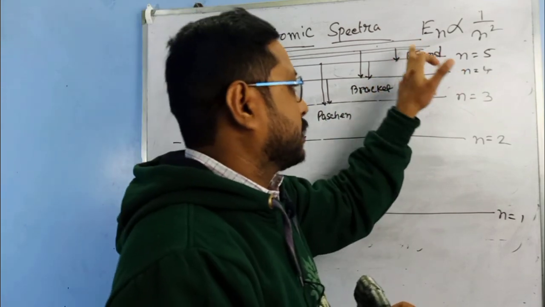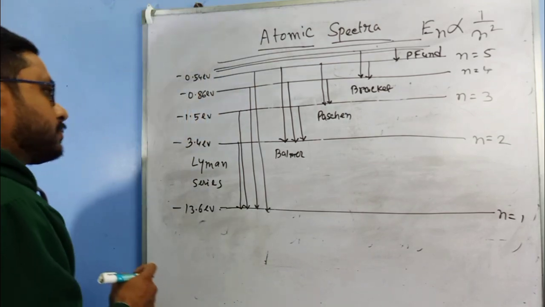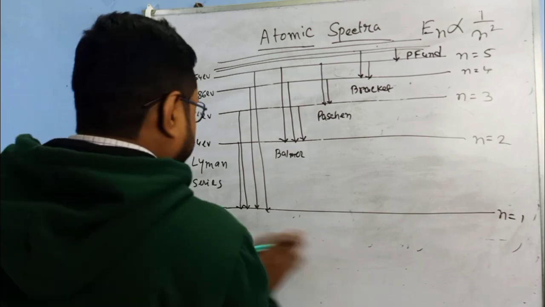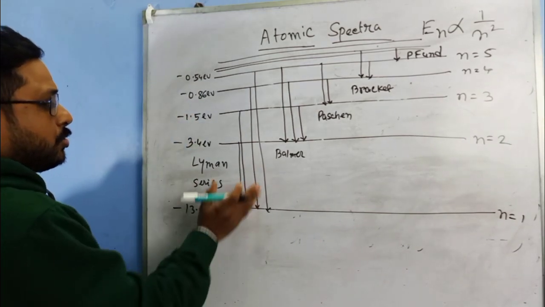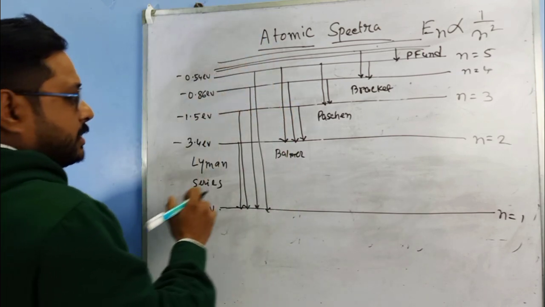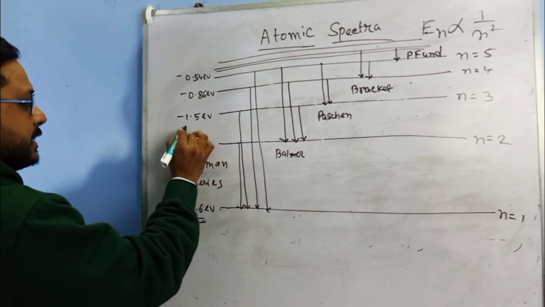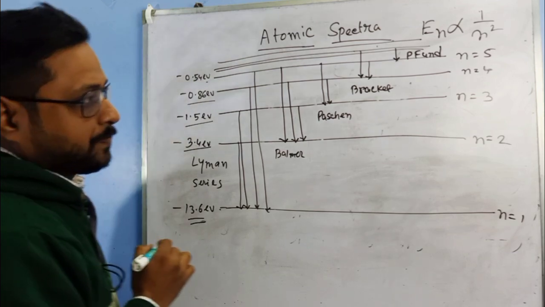And if it comes to n equal to 5 from excited level, it is called Pfund series. So these 5 series of spectral lines occur in hydrogen spectra. And as we go from outside, the energy gap decreases. But the value of energy: this is ground state energy, this is first excited state energy, second excited state energy, third and fourth excited state energy.